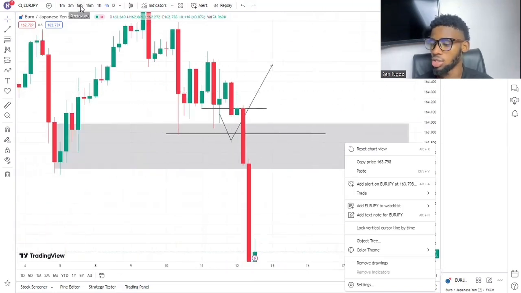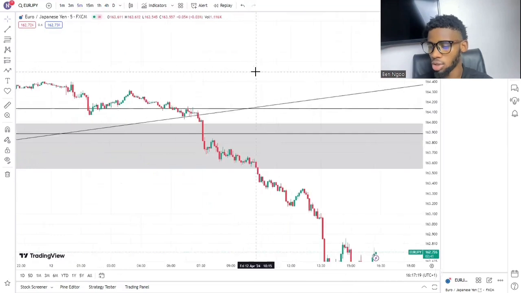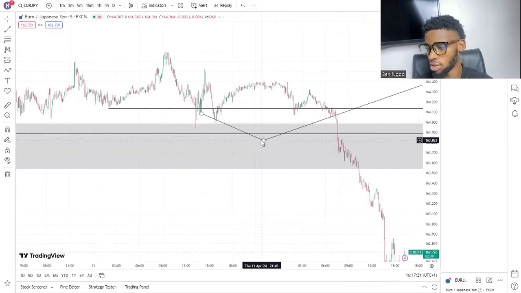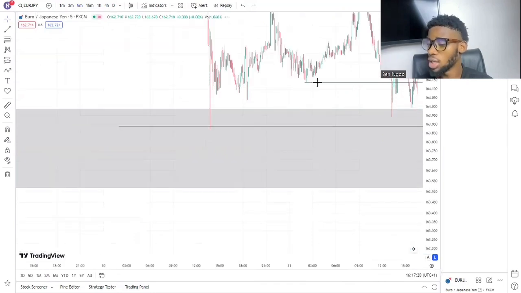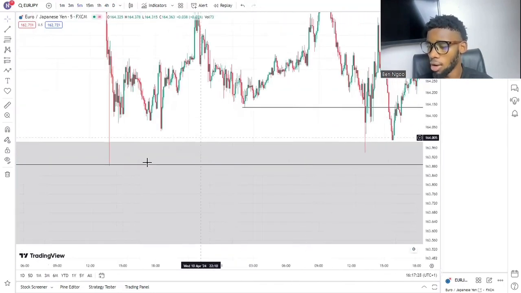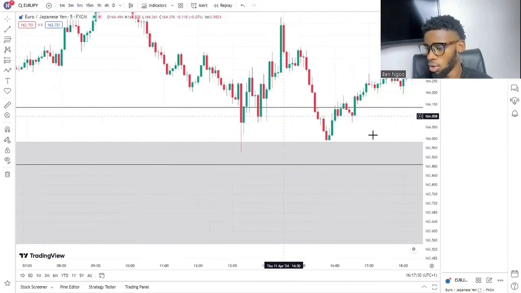And I like to take entries on the lower time frame. So it all depends on your time frame, your preferred time frame. You could actually take entries on 15 minutes, 5 minutes, 1 minute. It just depends on how you can actually read structure. So I was actually looking at both levels for an entry.